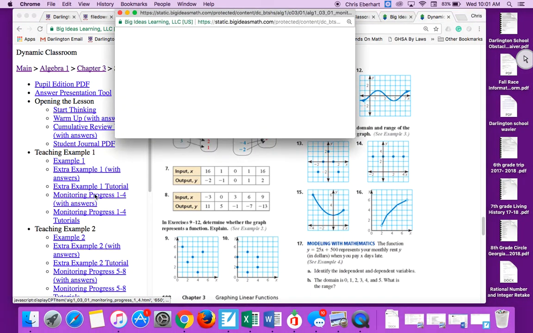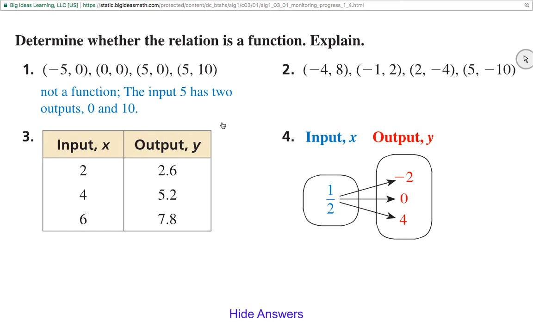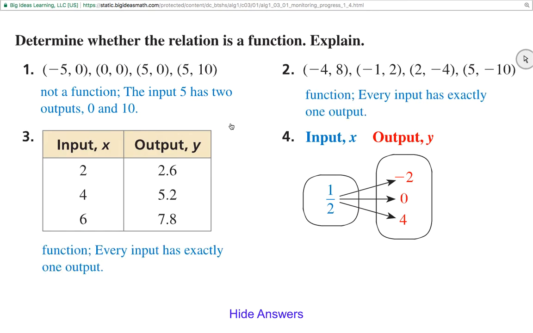Try some of these real quick. You can freeze it. Go ahead and freeze it and try it, and then I'll give the answers. All right, here you go. Here's the answers for those. Not a function, function, function, and not a function. Okay.